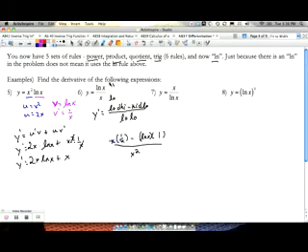Let's do some algebra. What reduces? These x's become 1 over 1, and nothing happens over here. So I basically have y prime equals 1 minus natural log of x over x squared.